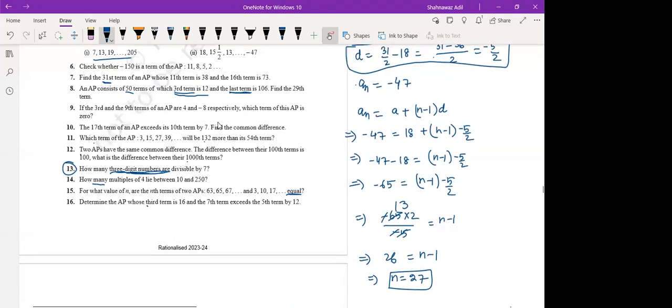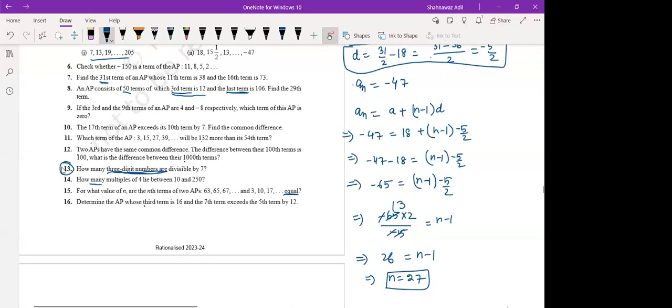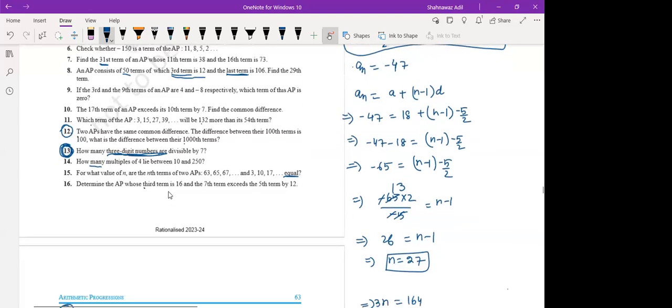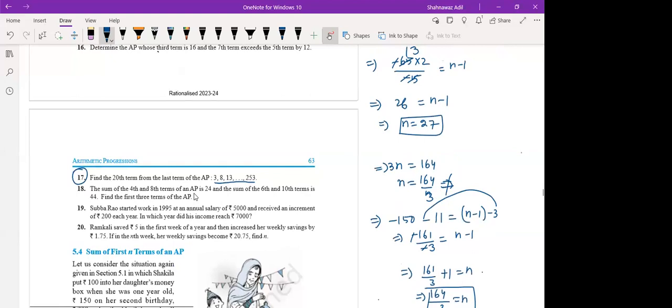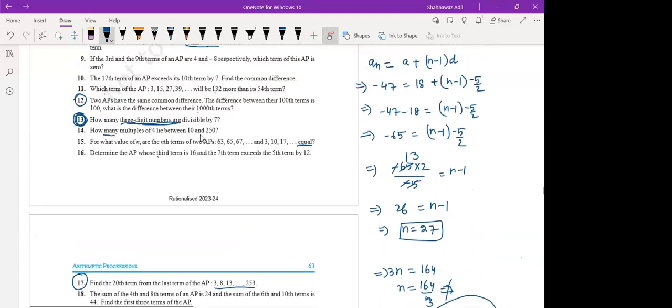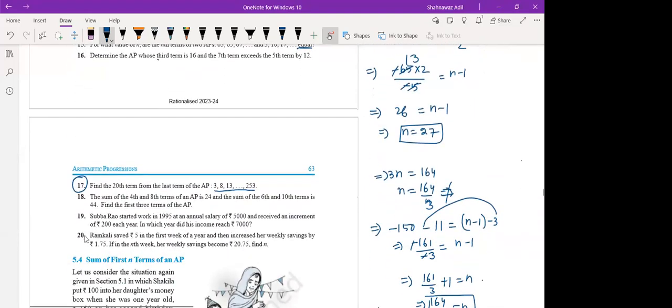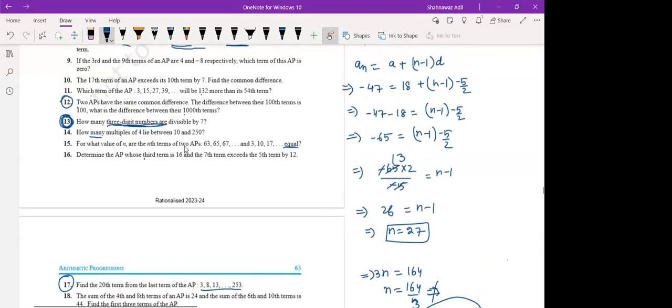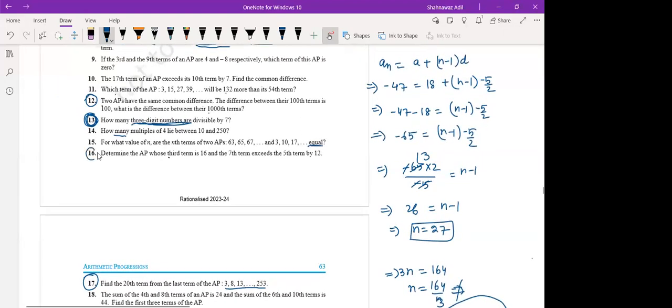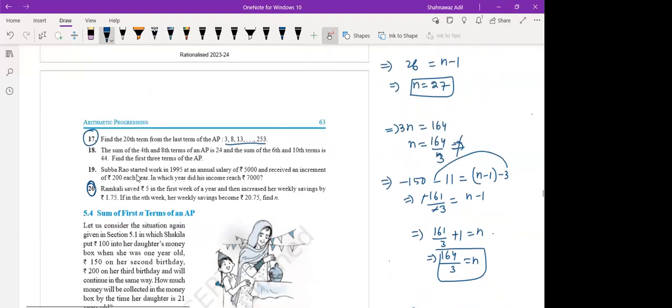Which one is this? Yeah, this 13th one and this 12th one. Okay, find the sum of this. This Ramfeli question is also important, and all the other ones are similar, right? And the 17th was also. Not the 70th. Oh, find the 20th term from the last. Yeah, this one.